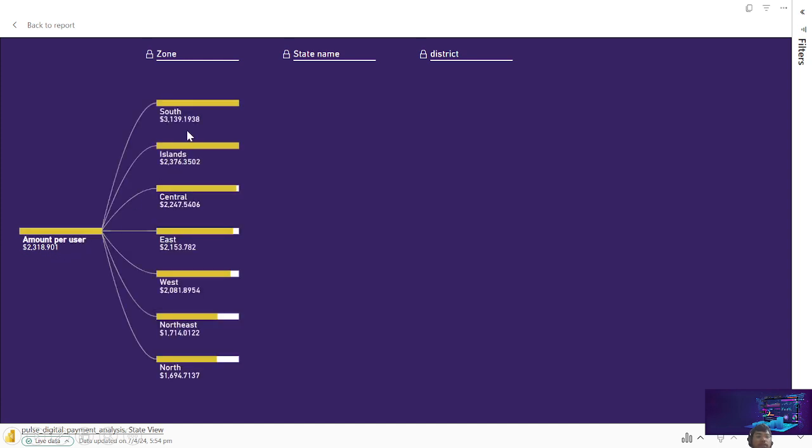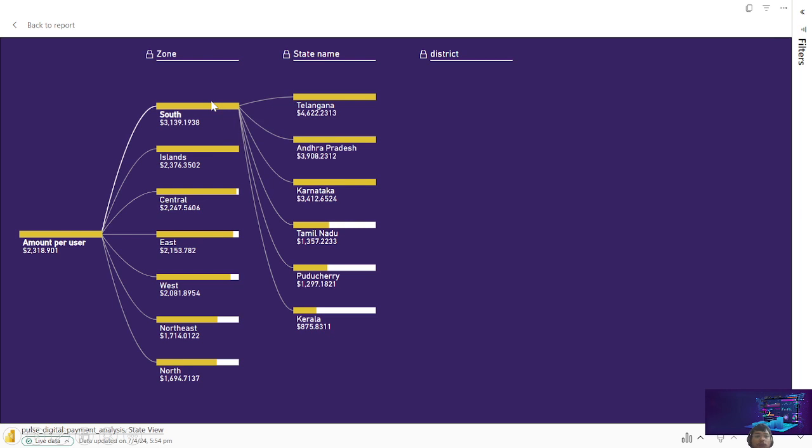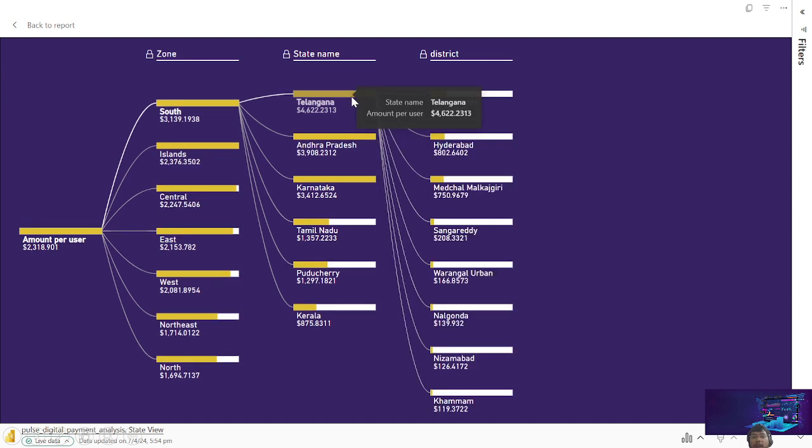$23.18. For southern state, it is the highest, that is $3,139.1938. And we can also look at this KPI, and we can see that Telangana has the highest contribution, which is $4,622.2313. We can also look at Telangana, and Rangareddy has the highest total processing value. So we can analyze this report based on our requirement.